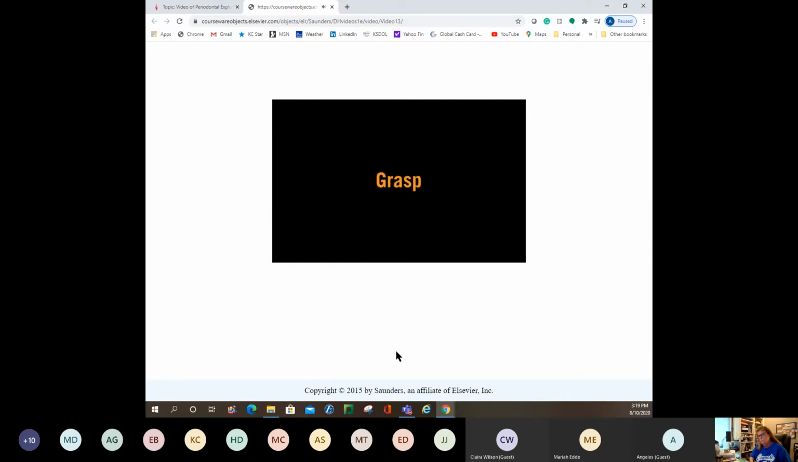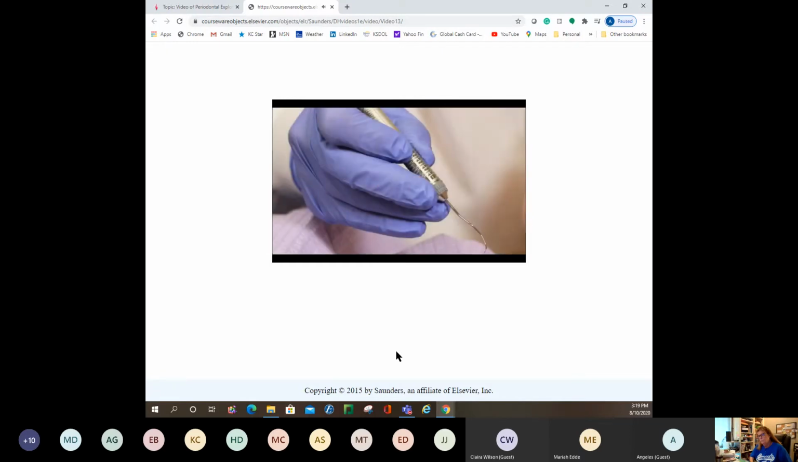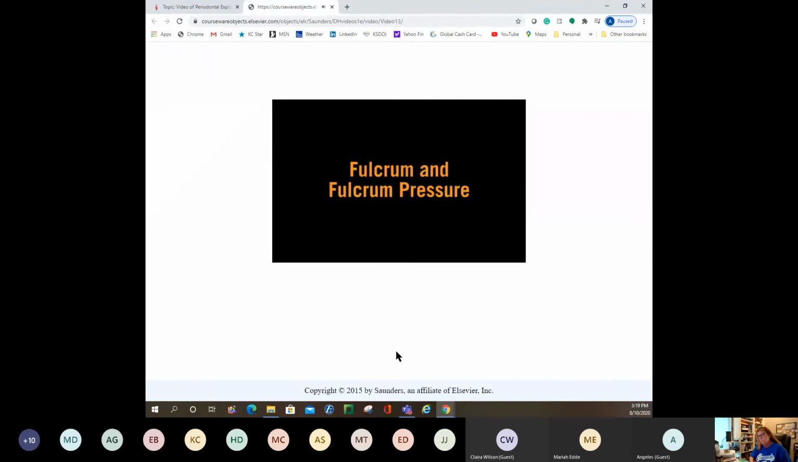Grasp. Grasp the explorer using a light to moderate modified pen grasp, which enhances tactile sensitivity and allows you to feel slight vibrations conducted through the shank and handle with the pads of the tripod of fingers. It also increases your ability to maneuver the instrument around the tooth.